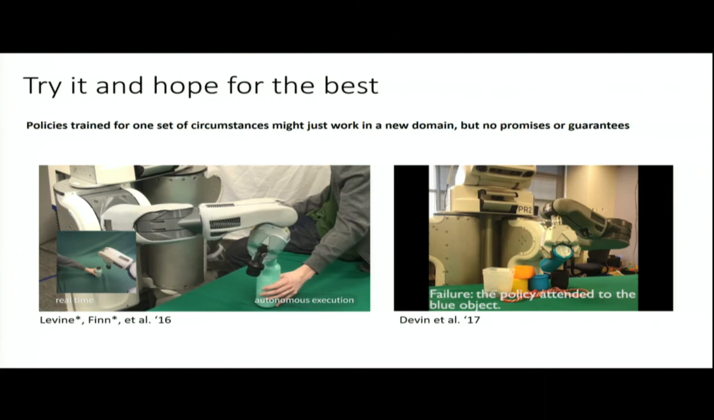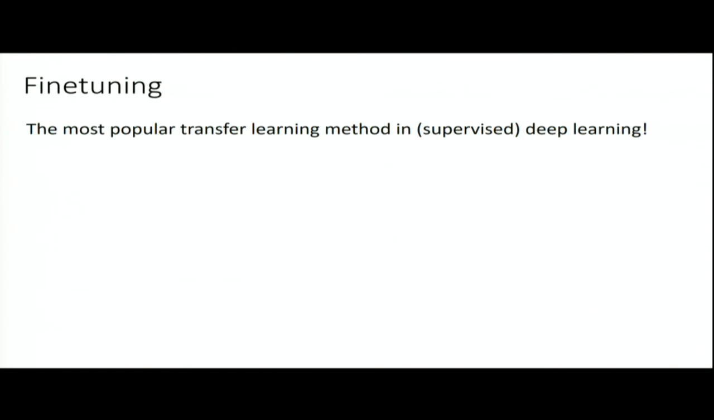So we can do something to stack the odds in our favor. One of the things we can do that is very, very simple is just fine-tuning, meaning you train something on your source domain, and then you train it some more on your target domain. Fine-tuning is basically the most popular transfer method in regular supervised deep learning. And there are some really simple things you can do that work almost shockingly well.